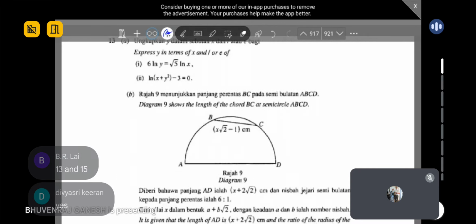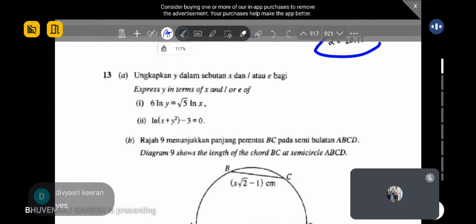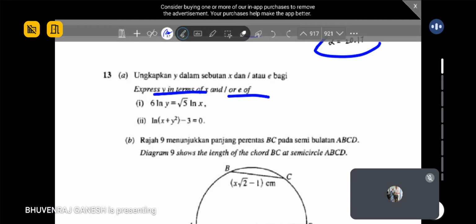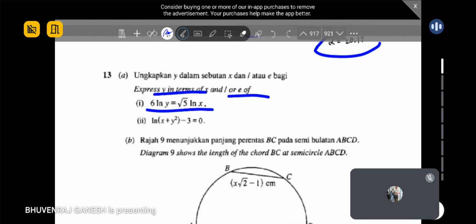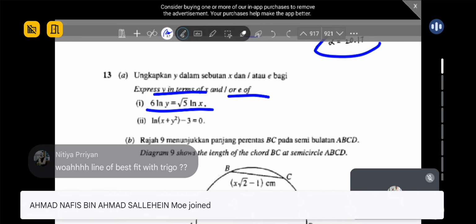Okay, so for question 13. They ask you to express y in term of x. Okay, ungkapkan y dalam sebutan x. Okay, guys. When you see for this type of question, bila nampak soalan macam ni. First step, you will try to get rid of the log. Line of best fit, yes.